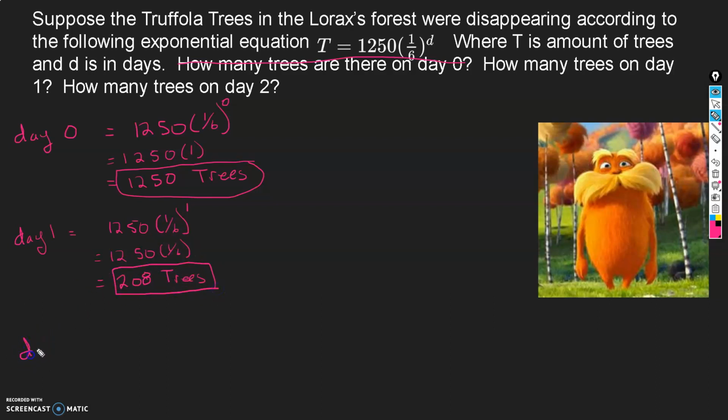Day 2. So we finished how many trees on day 1? How many trees on day 2? So 1,250 times 1/6, day 2, so we sub 2 in for d. So this will be 1250 times 1/36, which is equal to, rounding to the nearest tree, 35 trees.